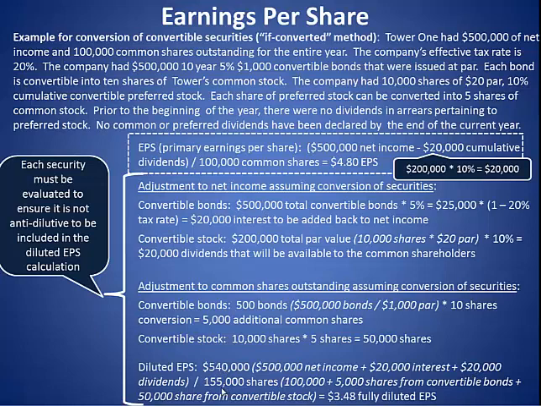We're going to divide that by 155,000 shares. The way we get that is we start off with the original 100,000 shares. We add to that 5,000 shares that would have been added from our convertible bonds, plus 50,000 shares that would have been added from our convertible stock. When we do that, we come up with a fully diluted earnings per share of $3.48 per share.